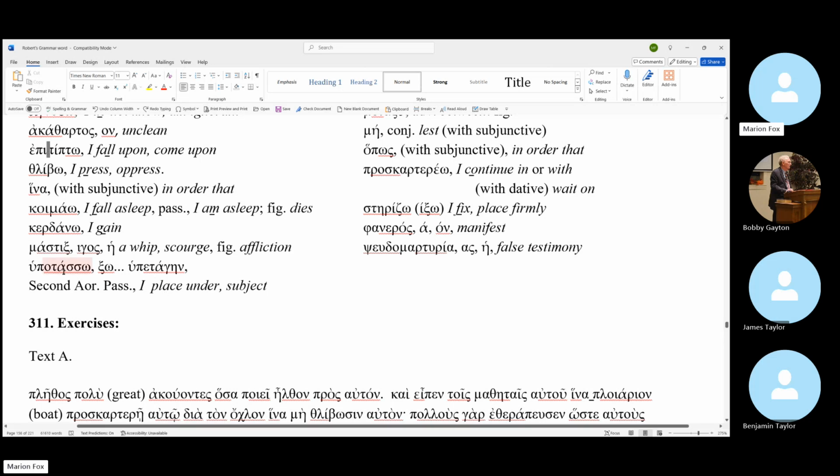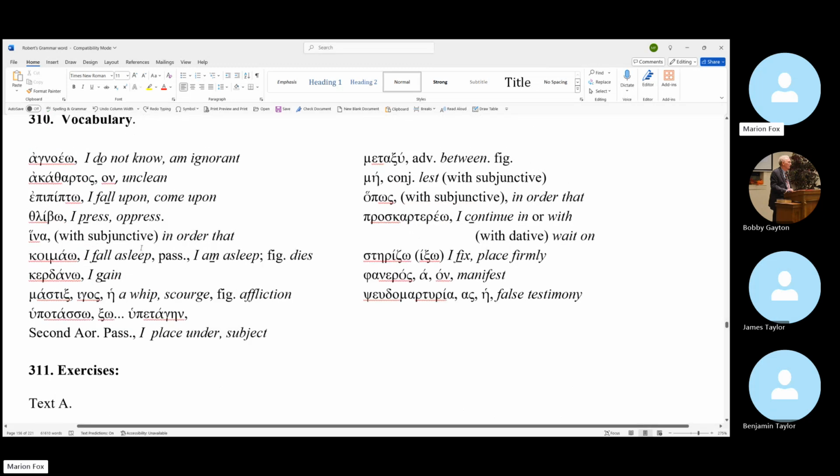Hupotasso, and that's a compound word, hupo and tasso. Hupo is under, and tasso is to arrange. So to place under or to subject. A lot of times this will be aorist passive, placed under, but it might be middle, and you have to place yourself under. Sometimes it is middle.